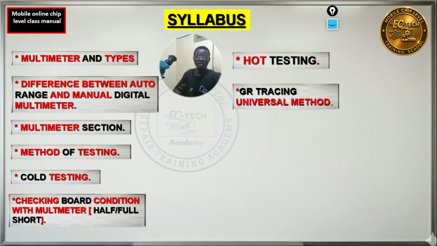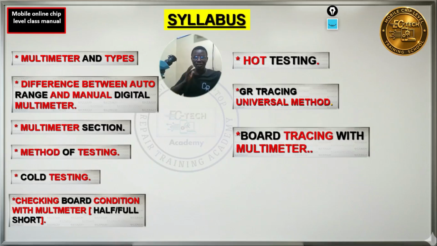This is when we are getting into the advanced level of multimeter. This topic is a very sweet topic, the advanced level of using a multimeter. These are the professional topics: GR tracing universal method. The next one is another professional, advanced level of using a multimeter: board tracing with a multimeter. You are going to dig deeply inside this topic, and students are going to enjoy this area very well.